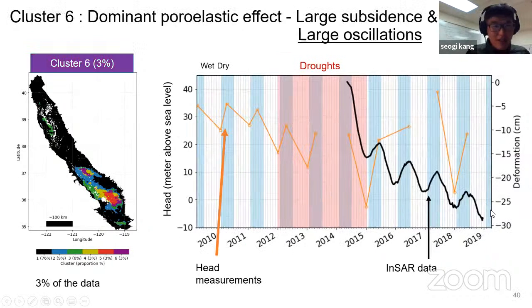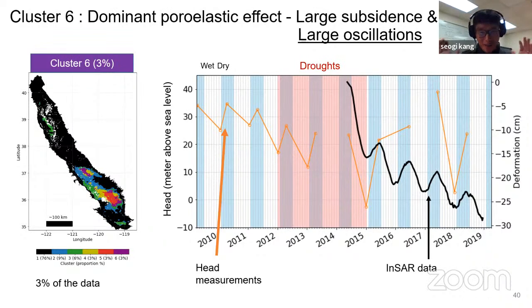Cluster 6 is another interesting one. We're seeing a large level of subsidence, but there's a large oscillation like this, and if you look at the head level, there's also a large oscillation. Currently, our hypothesis is that this is mainly due to the large level of head oscillation, as well as a large amount of clays. That's our current hypothesis about this.